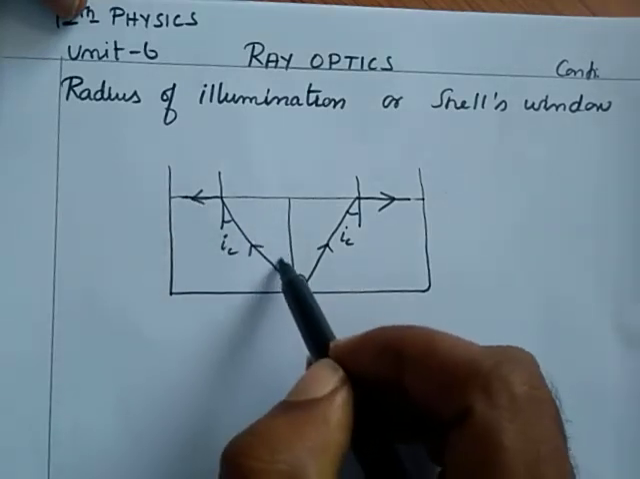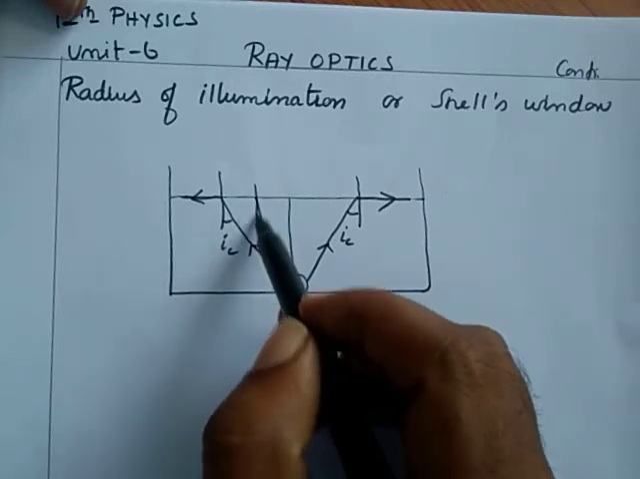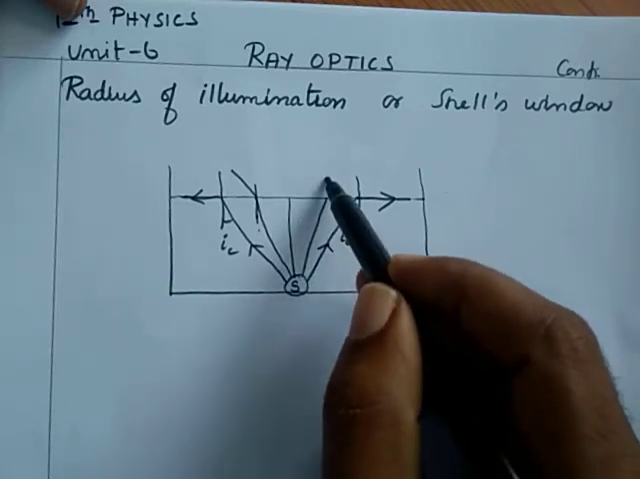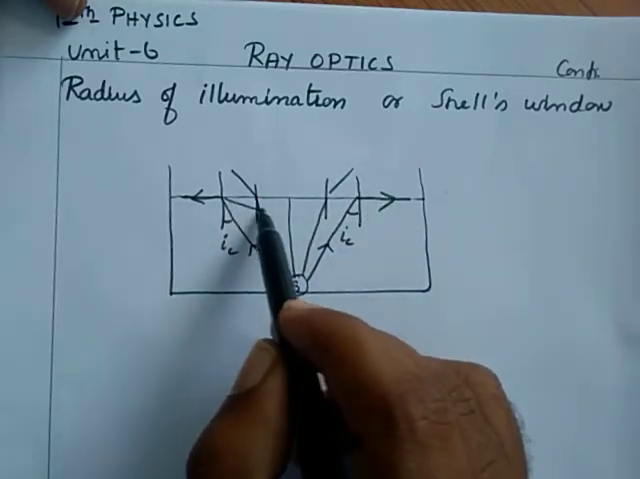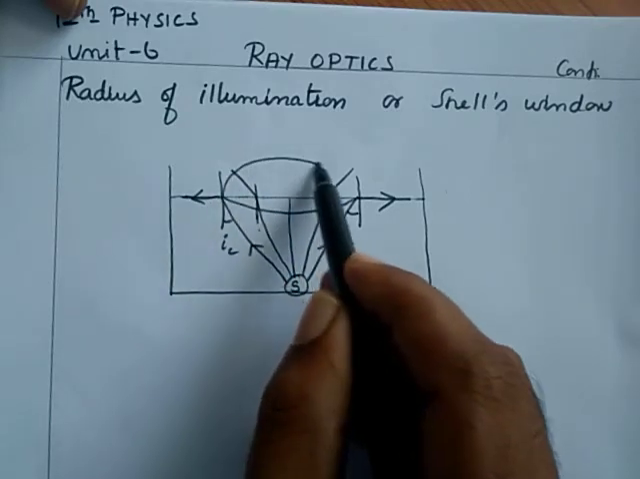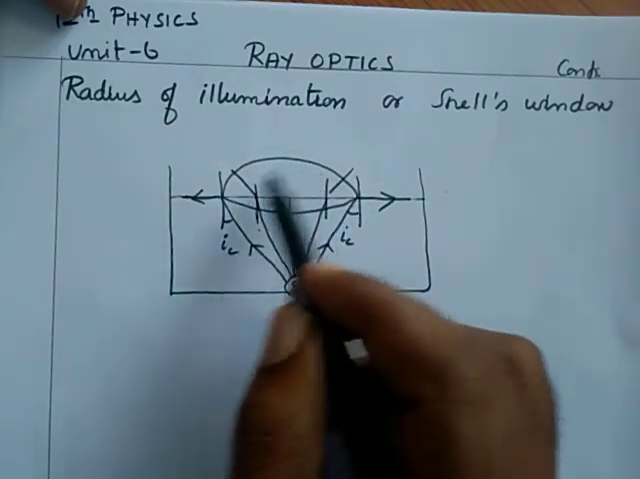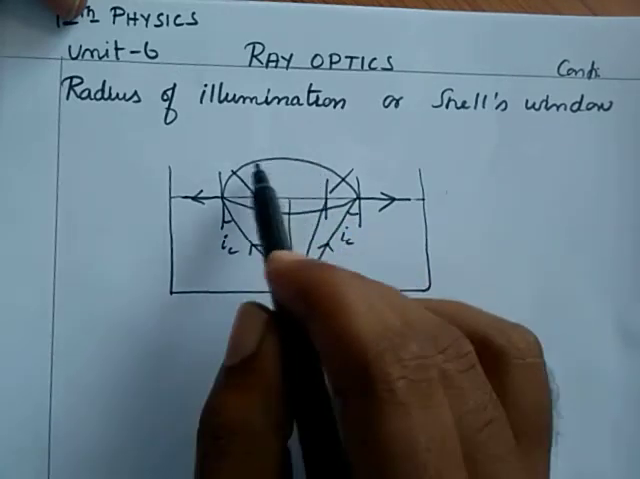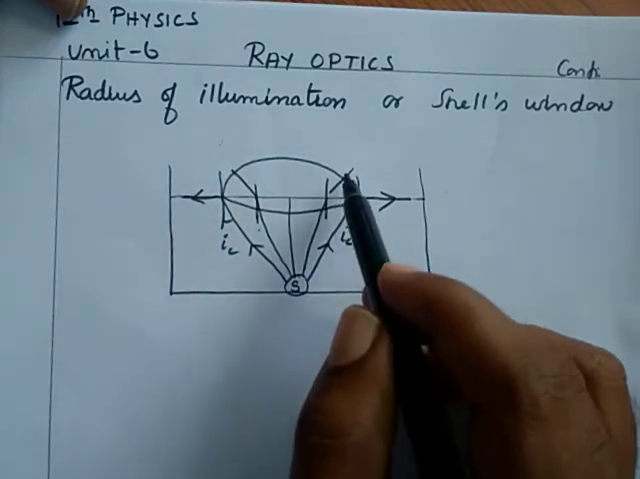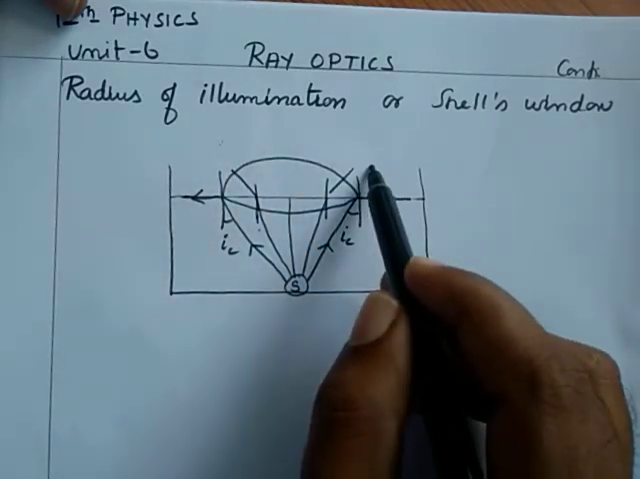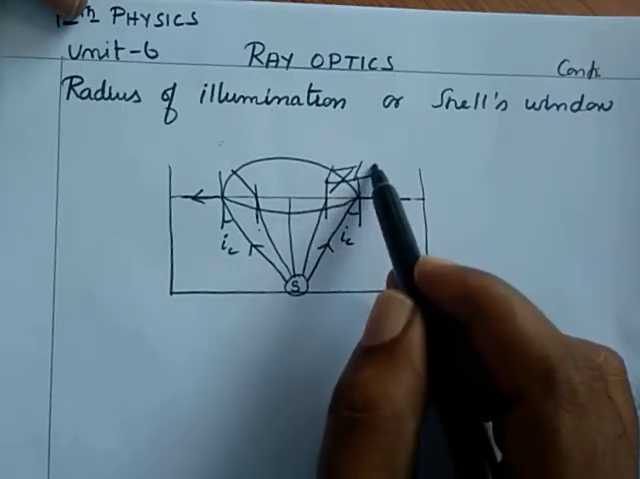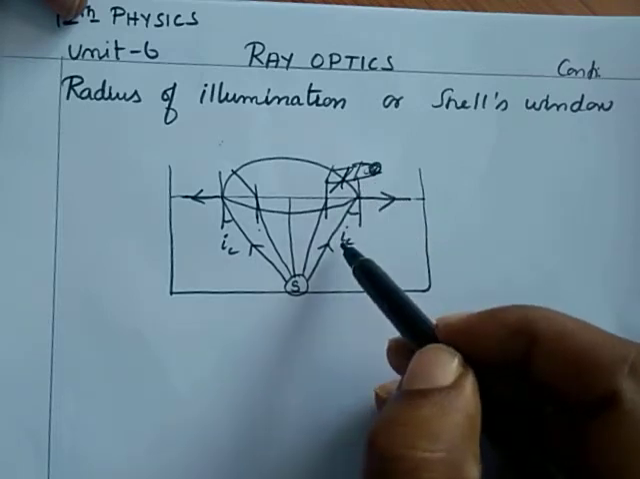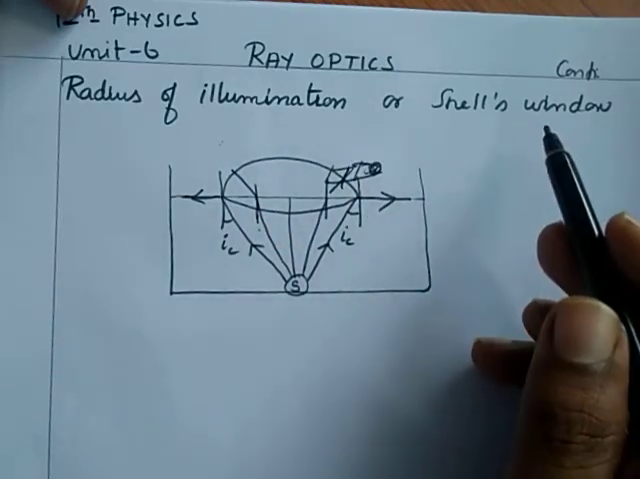But here there will be a refraction, because the angle of incidence is less than the critical angle. Then there is an illuminated circular area. Only in this area alone the observer inside the water can see the object that is placed on the surface of the water. If suppose there is a boat here, he can see this part alone, he can't see this part. This is known as radius of illumination or Snell's window.